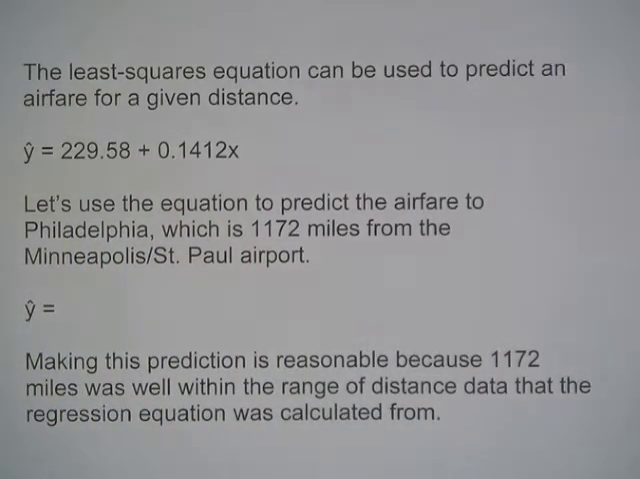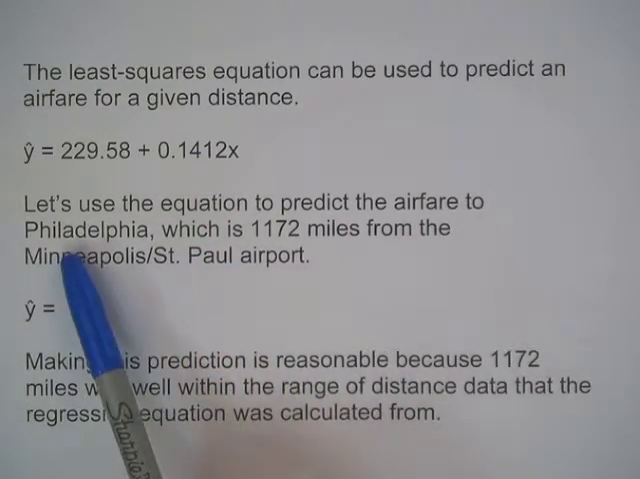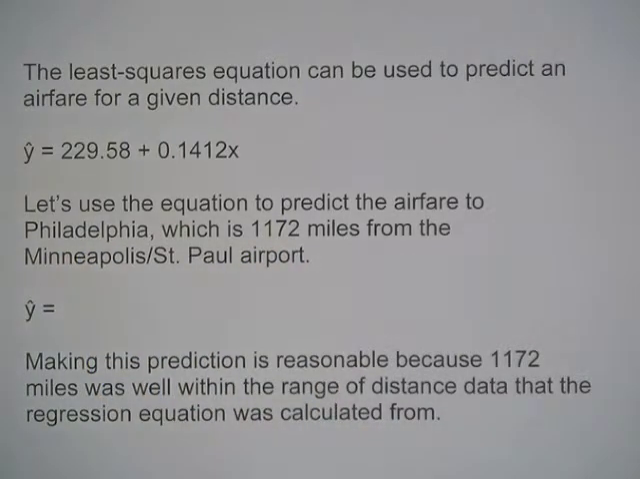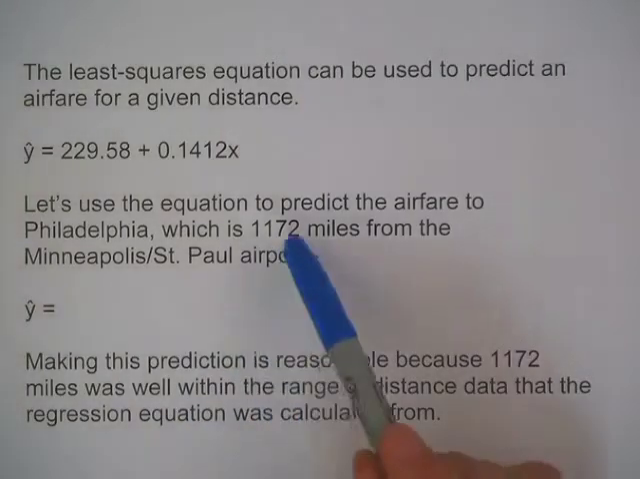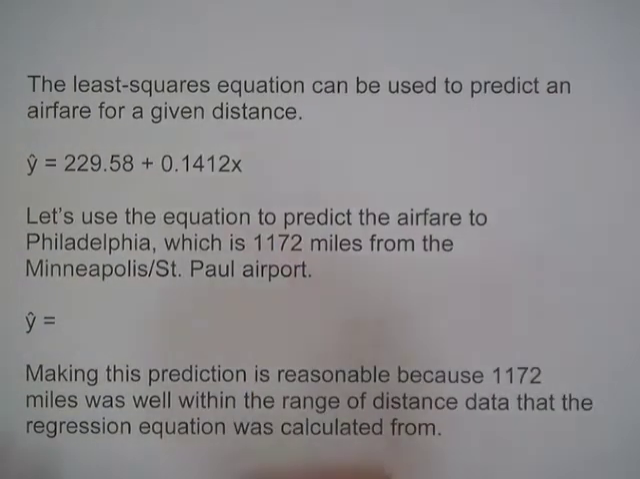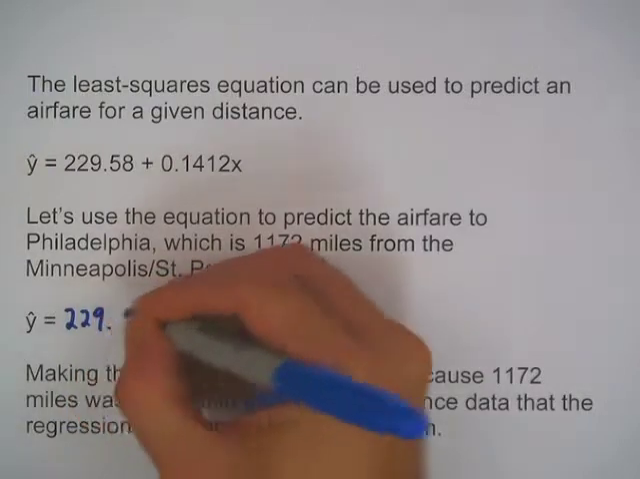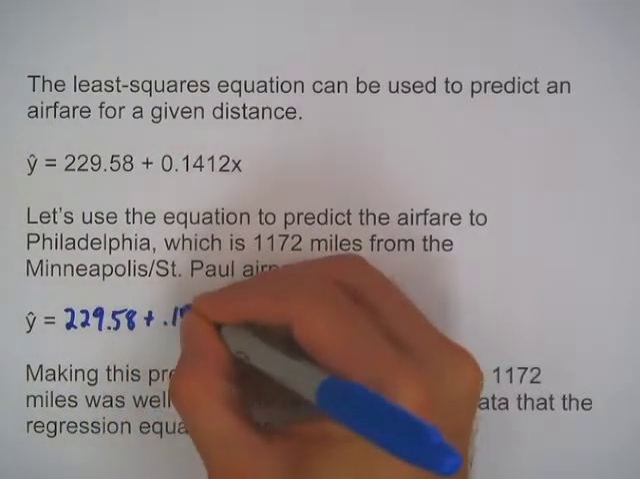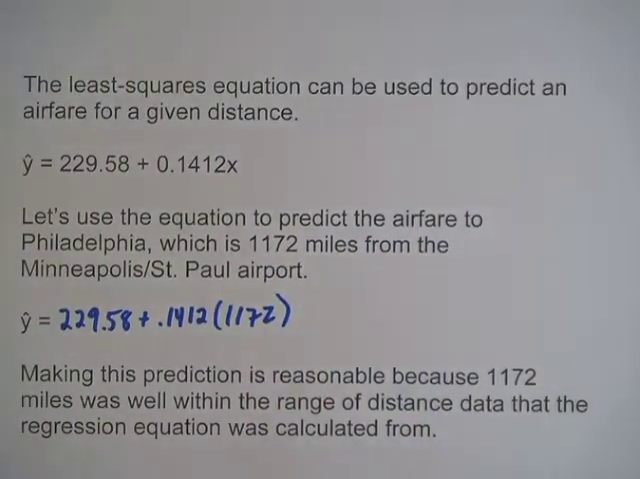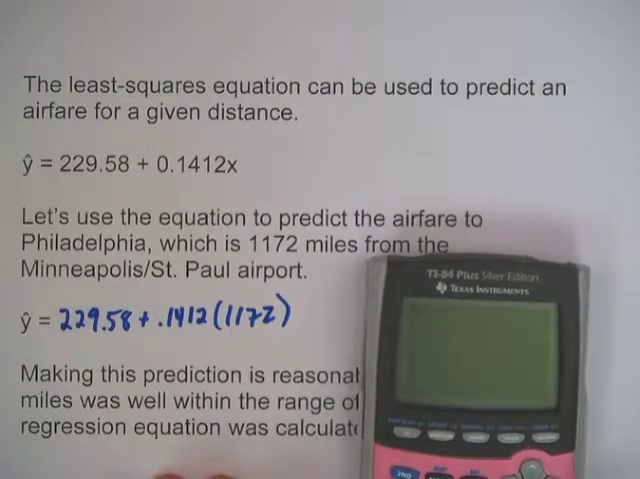So let's use the equation to predict the airfare to Philadelphia. Philadelphia was not one of the destinations in the data set, so we're going to use this equation to make a prediction for the airfare to Philadelphia. It is 1,172 miles from MSP. We're going to take this 1,172 and substitute it in for x. So the calculation I'm going to do is 229.58 plus 0.1412 times 1,172. Let's go to the calculator to come up with that predicted airfare.